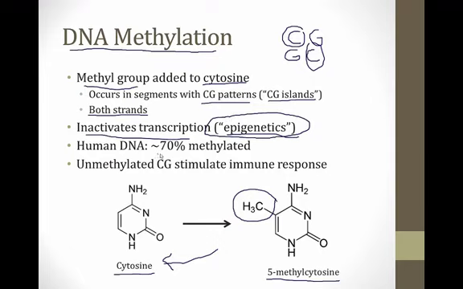Human DNA is about 70% methylated, and the important thing to know about this is that if the body finds lots of unmethylated CG strands floating around, that can stimulate an immune response, because the innate immune system will think that all this unmethylated DNA is probably coming from bacteria, and this can trigger an inflammatory reaction.